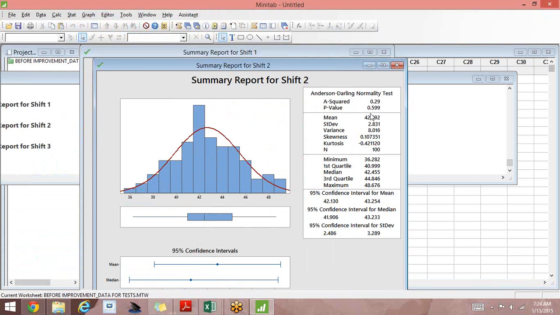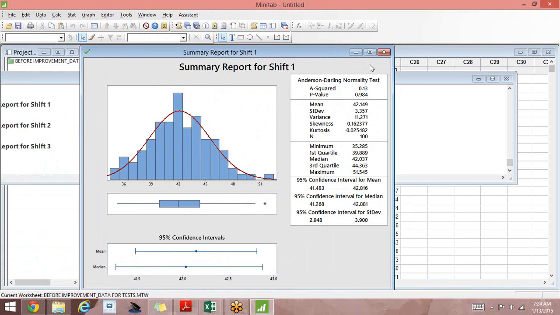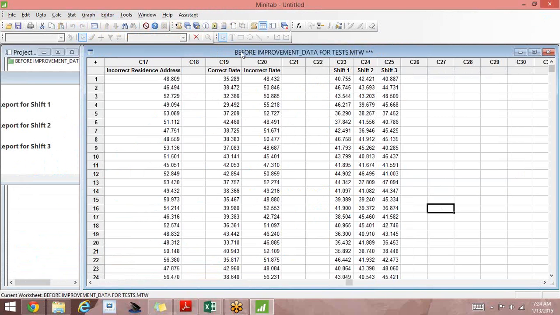By looking at the Anderson-Darling normality test, yes. And the third one is also normal, right? P-value is greater than 0.05. If everything is normal, then we go ahead with the next thing, that is the test for equal variances. We test for equal variances.